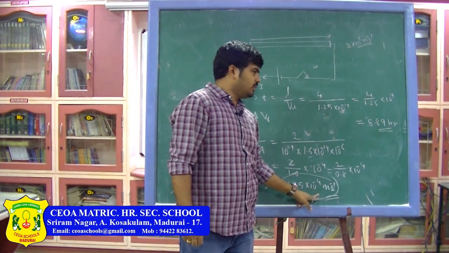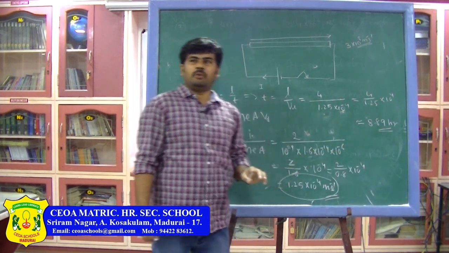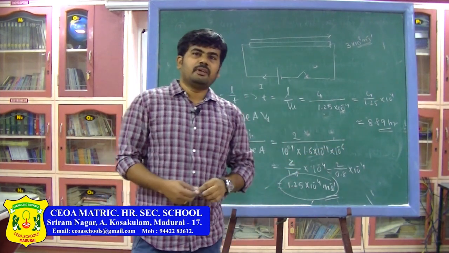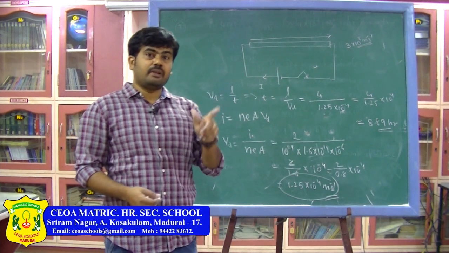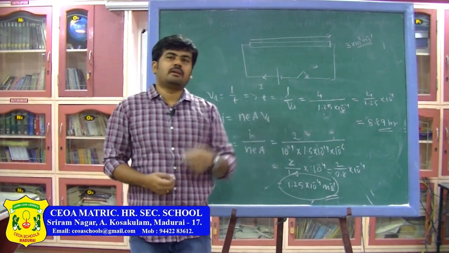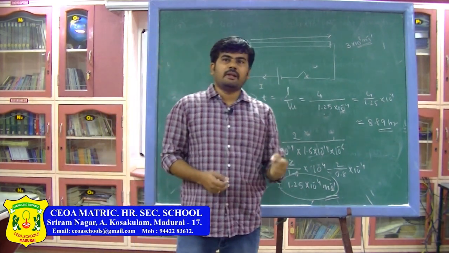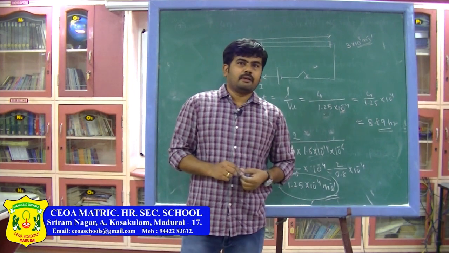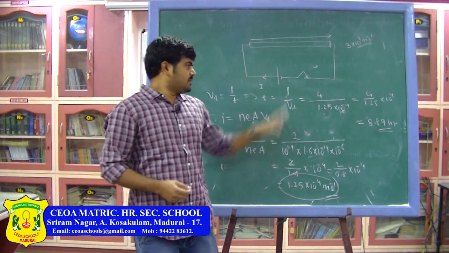So, that is what I told you: even though the drift speed is very small, the electric field setup inside the metal takes place with the speed of light. That is how the electrical appliances start working immediately when you supply electric current. So, that is the concept of this problem.